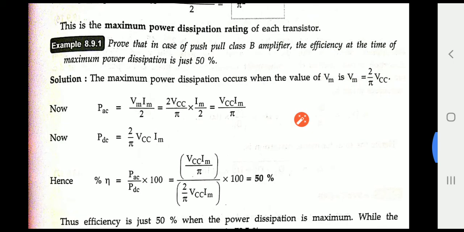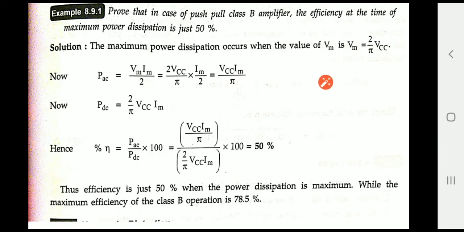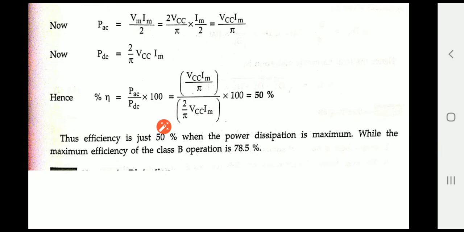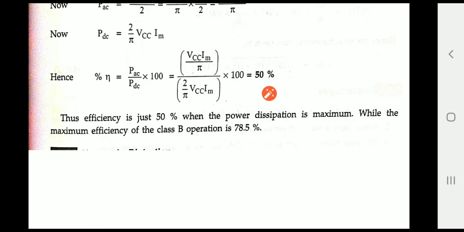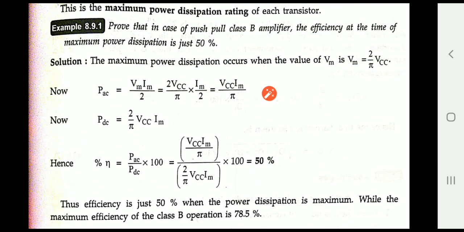There is again one example problem given here. Prove that in the case of a push-pull class B amplifier, the efficiency at the time of maximum power dissipation is 50%. That can be achieved using this expression. We know that Vm equals 2 by pi Vcc as the maximum condition, and you know the PAC formula for peak terms. So substituting these values in this expression, we will get PDC as 2 by pi into Vcc into Im. If I divide these two, we will get 50%. So this expression proves that maximum power dissipation occurs with an efficiency of 50%.